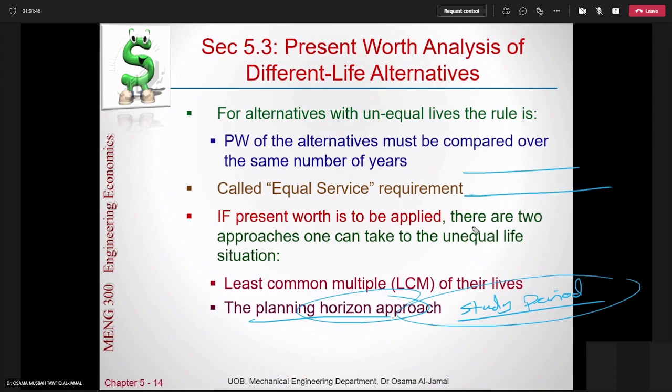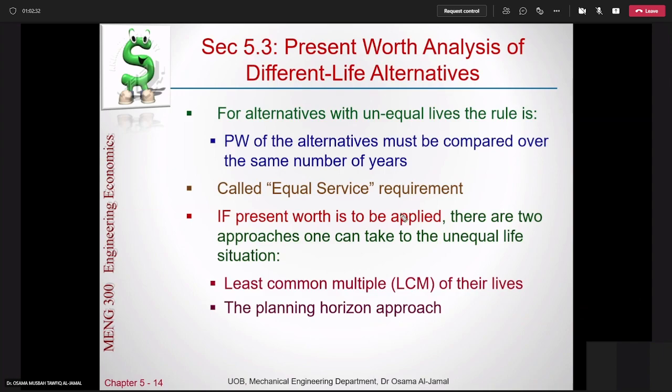For example, you have different projects of different lives: one, let's say, 5 years, another one 7 years, the third one 9 years. If the study period is given to you as 7 years, then for this one you don't have to do anything, just find directly the present worth. For that one, we need to add; we'll see what to add. For this one, we need to remove that part just to stop at year 7. We'll see that, inshallah, once we come to that part.